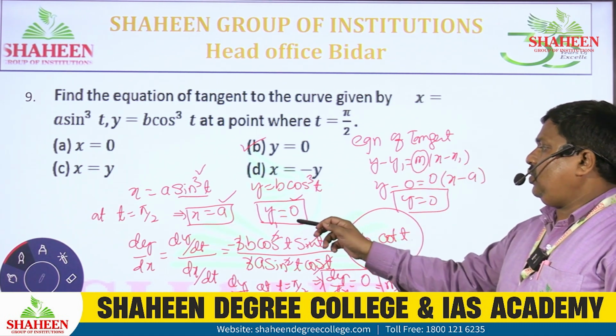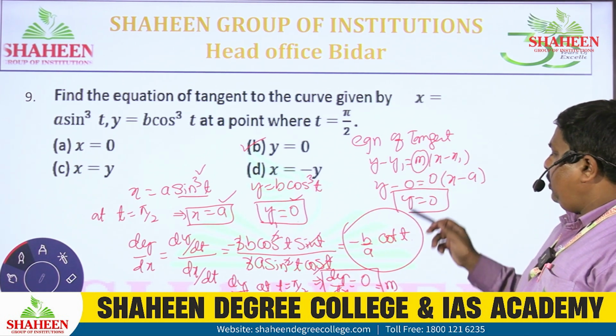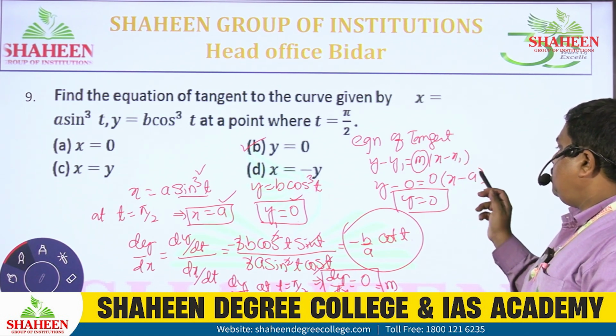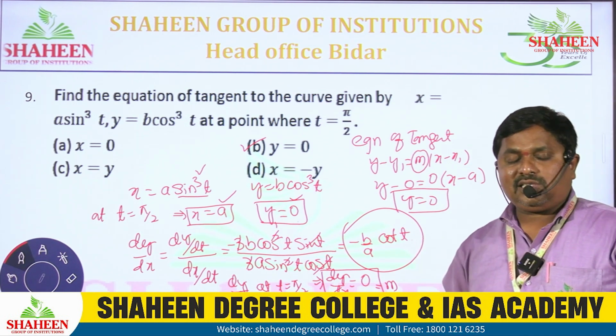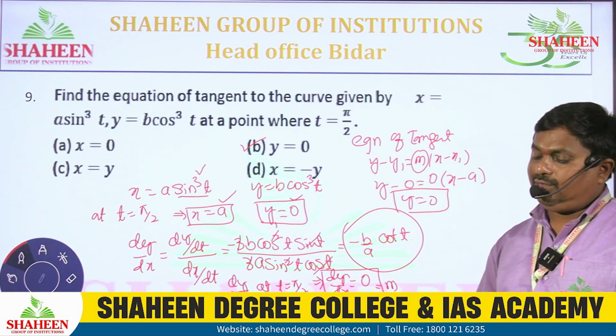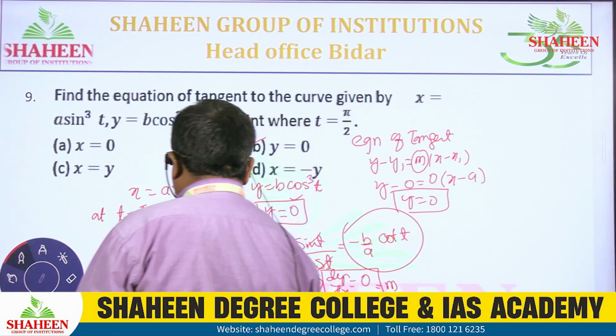y1 is 0, x1 is a. So y minus y1 is 0, m value slope is 0, x minus x1 is a. 0 into anything is 0, RHS completely 0, in the LHS remaining only y. So y equal to 0 is the equation of the tangent. Clear? Let us move to the next problem.